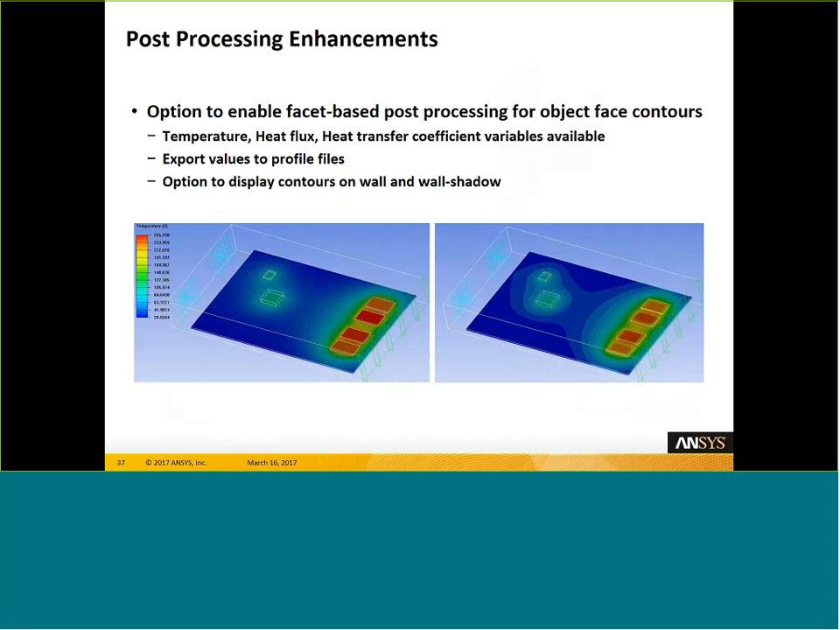You now have the option to enable facet-based post-processing for object-face contours. So you can plot facet-based post-processing contours for temperature, heat flux, heat transfer coefficient. So all three of those variables. And this is in addition to the standard nodal-based post-processing that's implemented already in IcePack. You now have this facet-based post-processing.